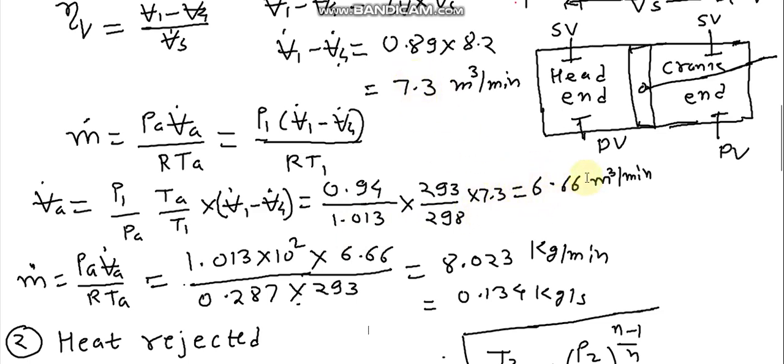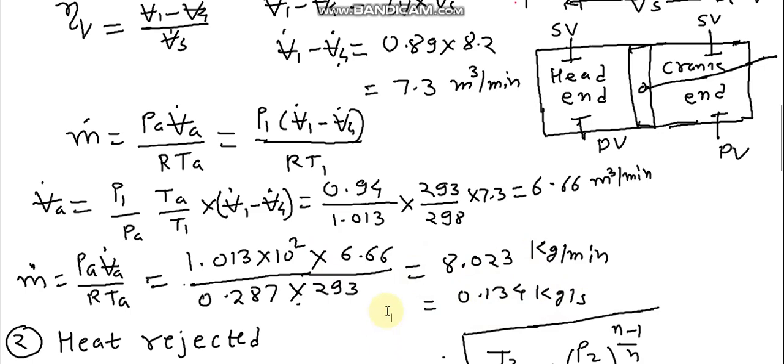We get 6.66 meter cube per minute as the free air delivery, and the mass flow rate is PA V dot A upon RTA. Putting PA in kilopascal, V in meter cube per minute, R as 0.287, temperature TA in Kelvin, we get 8.023 kg per minute or 0.134 kg per second. This is your first answer.